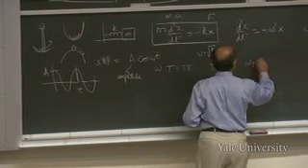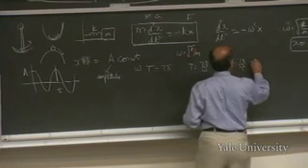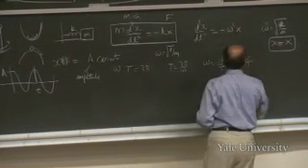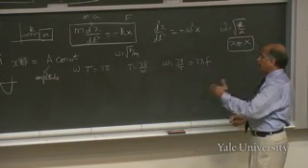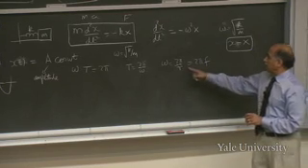Or you can say omega is 2 pi over T, or you can also write it as 2 pi times frequency, where frequency is what you and I would call frequency: how many oscillations it does per second. That's the inverse of the time period.